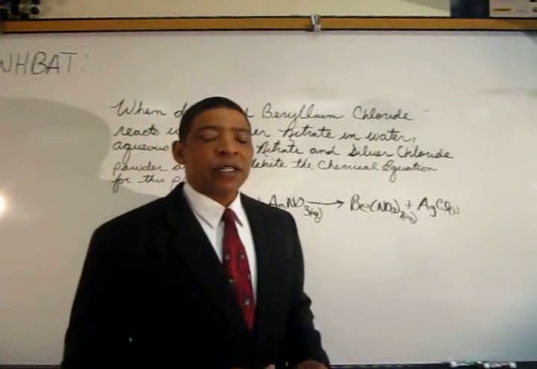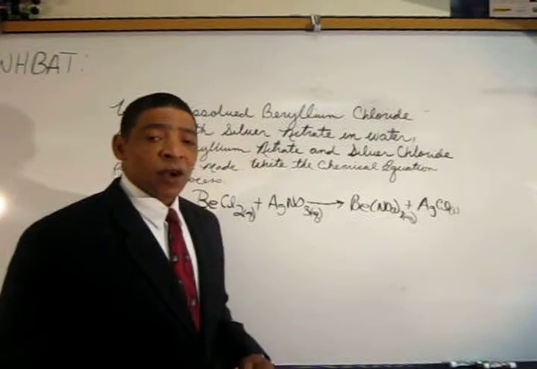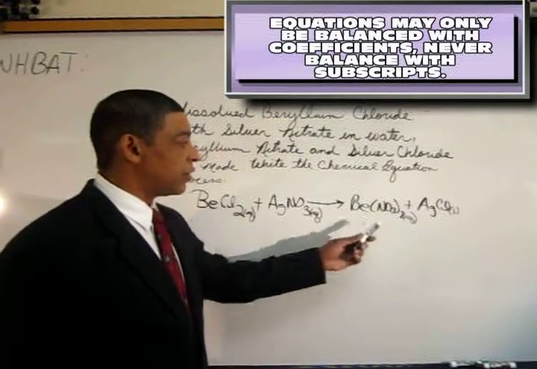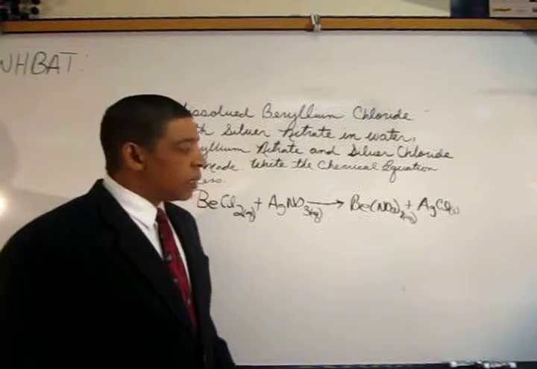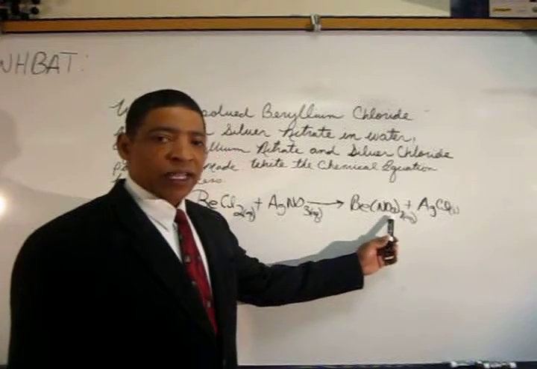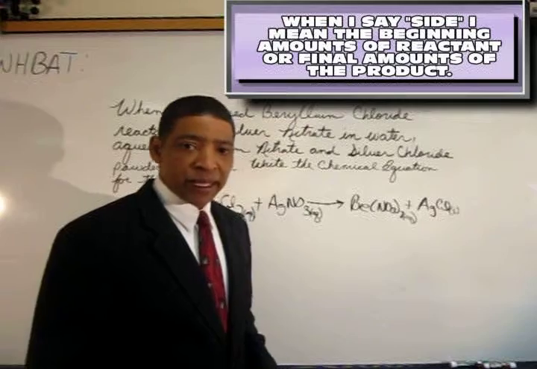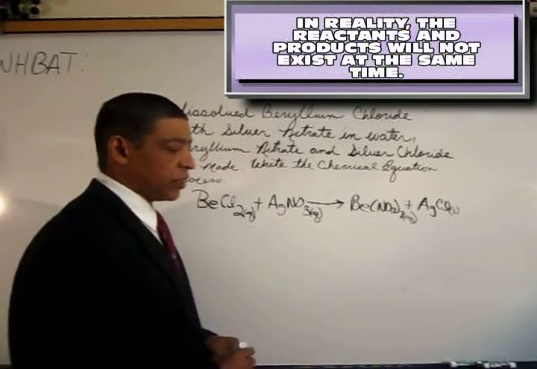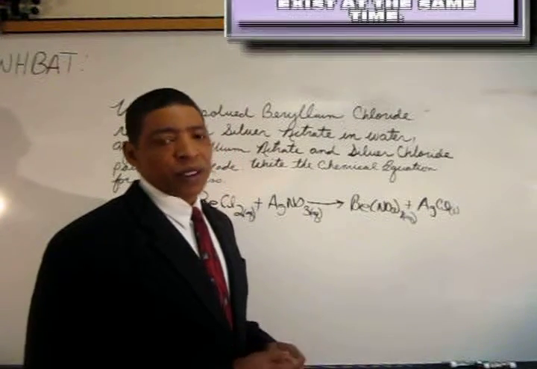When balancing, 2 critical things must be remembered. The first thing is that we only use coefficients to balance. In other words, we will not use a subscript at any time when balancing an equation. Since there are 2 nitrates on the right side and 1 nitrate on the left side, the nitrates are indeed out of balance. So let's balance the nitrates with a coefficient. This brings us to the next critical fact.